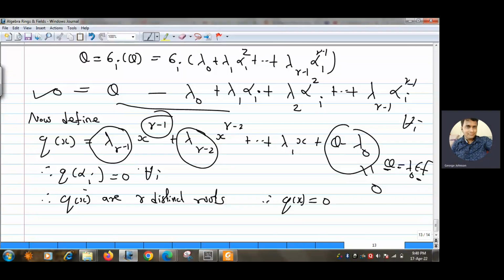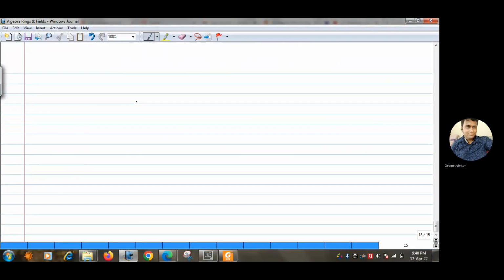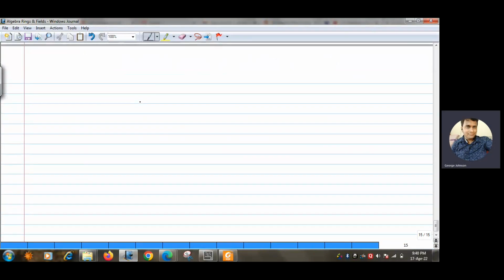Okay, dear students, now let us continue. We are going to prove the fundamental theorem of Galois theory. But before that, we will see a definition of Galois group. Then we will see again an exercise. And after that, we will enter into a new theorem.